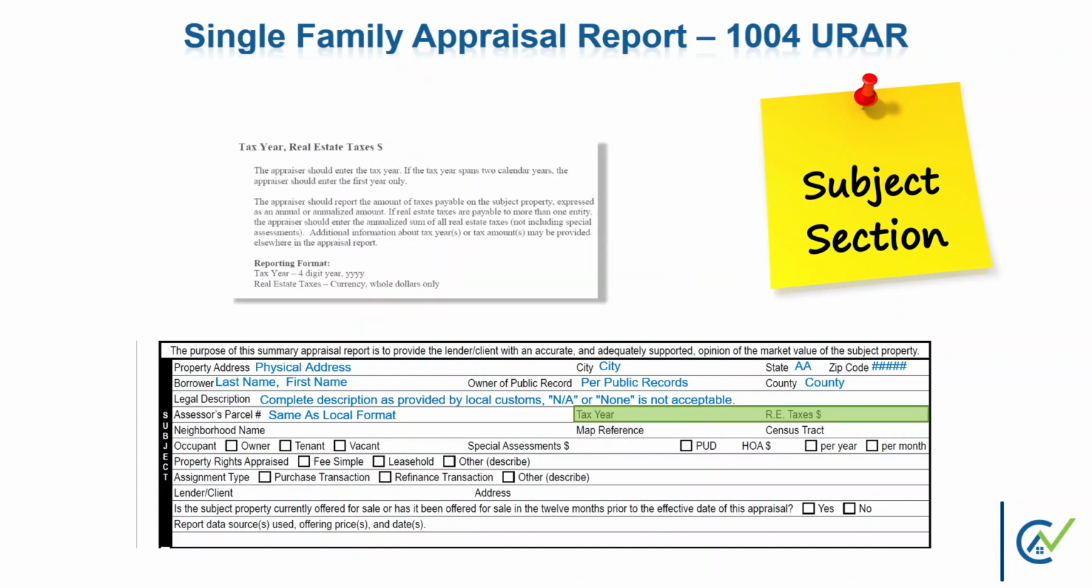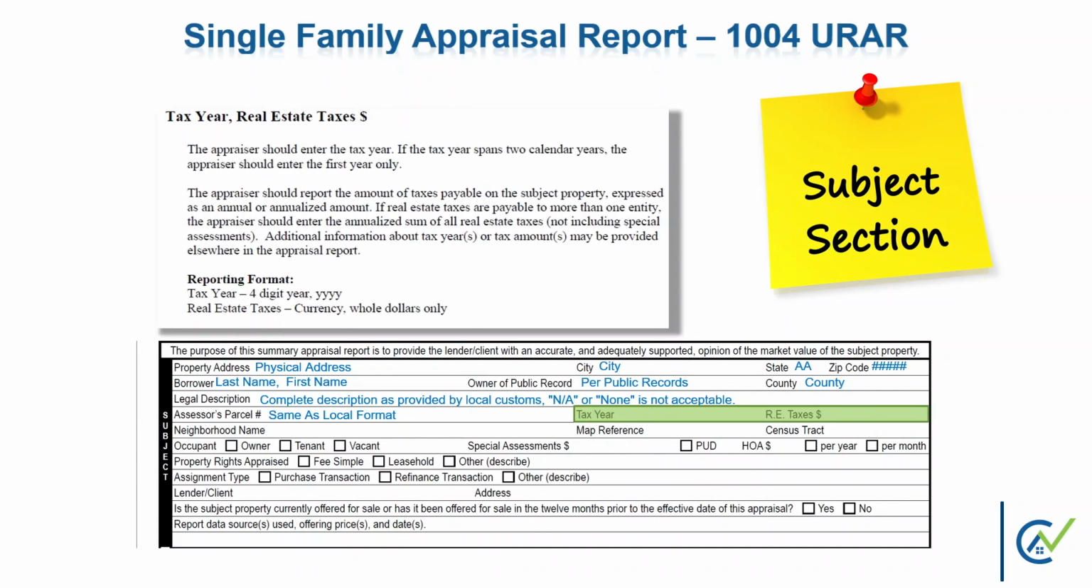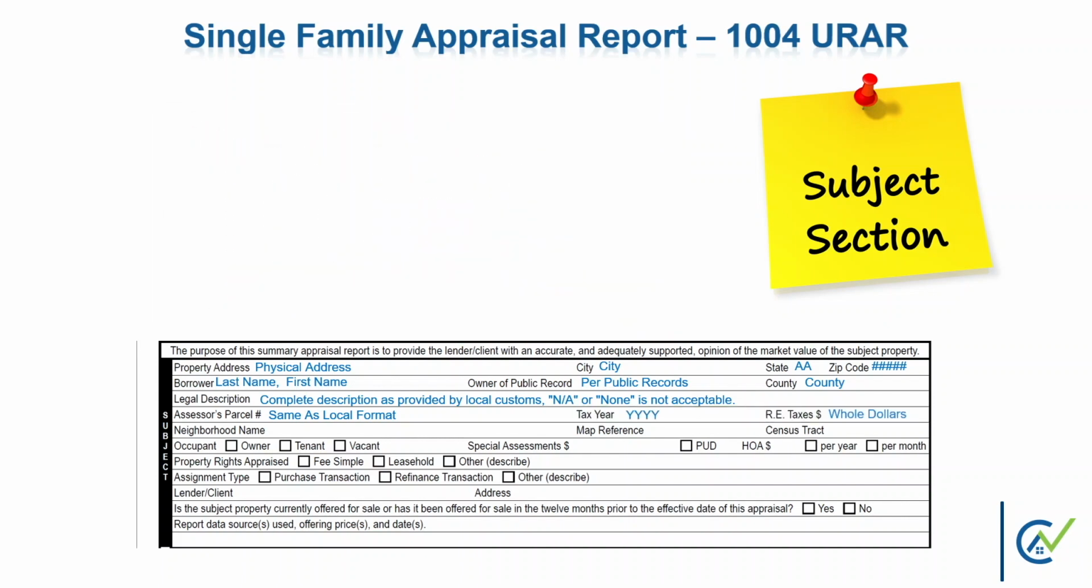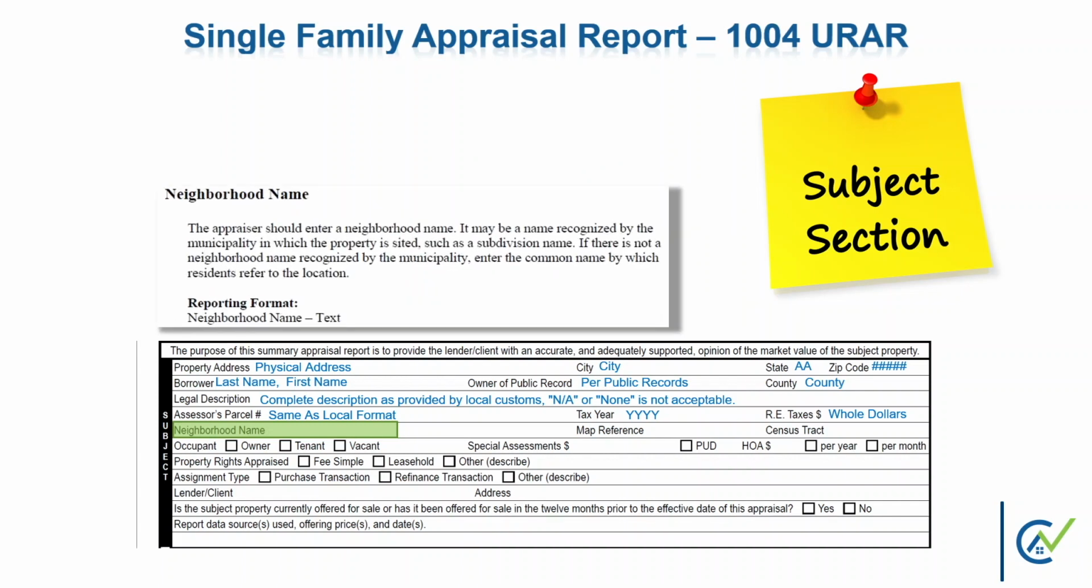This opening section of the report also requires entry of all the other basics about the subject property. From public records, we see the real estate taxes paid by the property owner. The neighborhood name, which is usually the name of the subdivision, if applicable, or the commonly known local neighborhood designation.